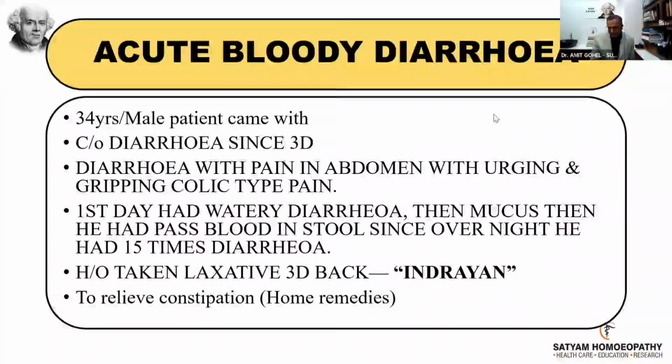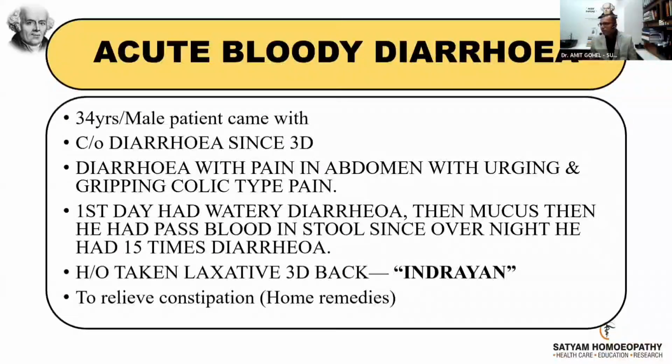Hope you get it: sudden loss of control, very important. So that is what we have to understand. So the case of acute bloody diarrhea: a 34-year-old male came with the complaint of diarrhea since 3 days, with pain in the abdomen with urging and gripping, colicky type. The first day had a watery diarrhea, the second day mucus, then had passed blood in the stool since overnight, and he had 15 times bloody diarrhea.